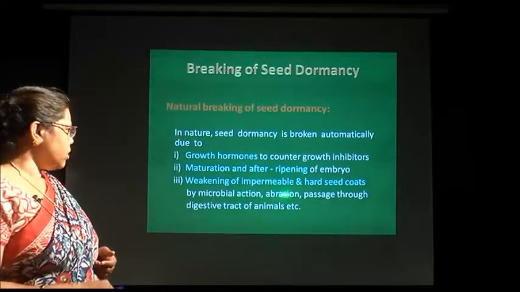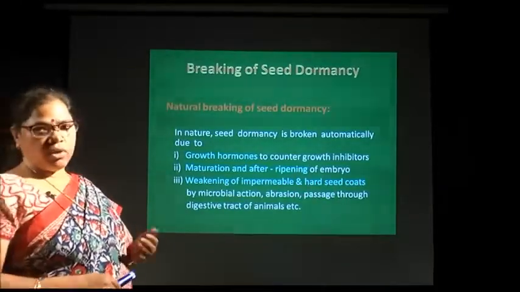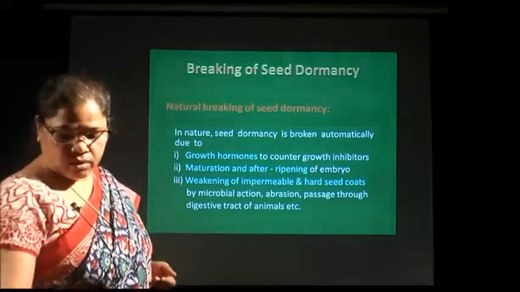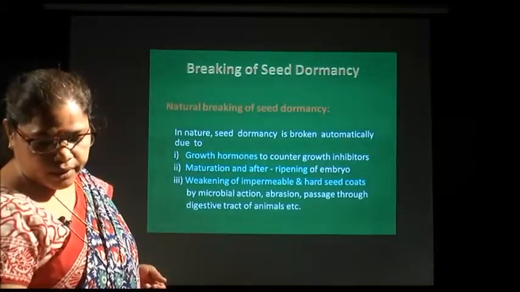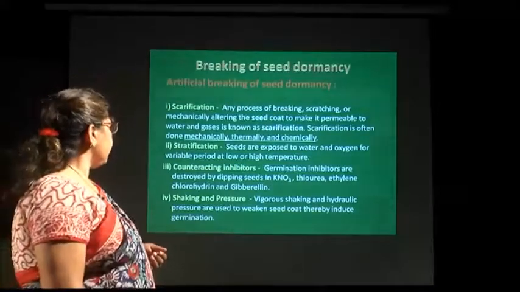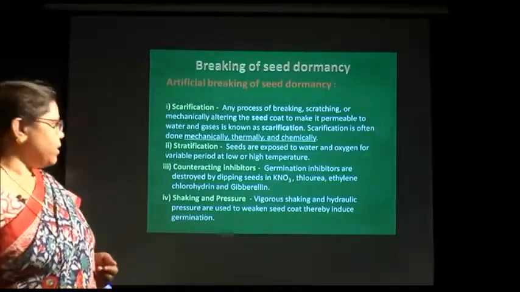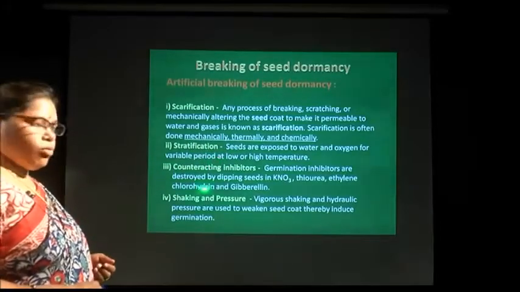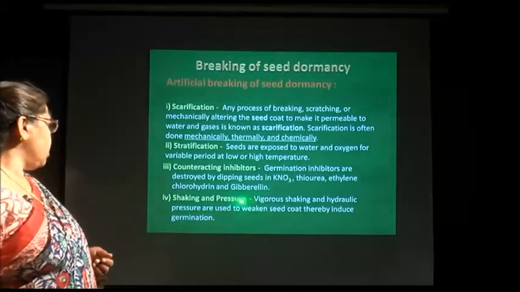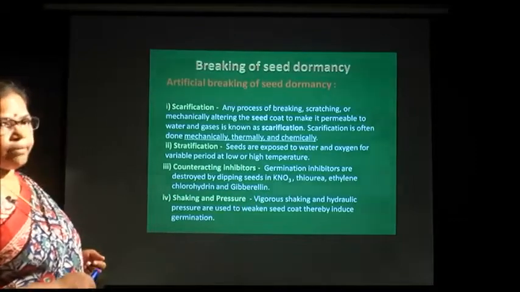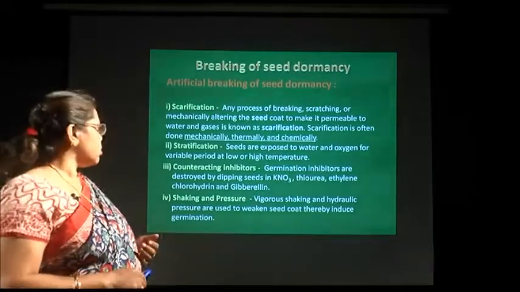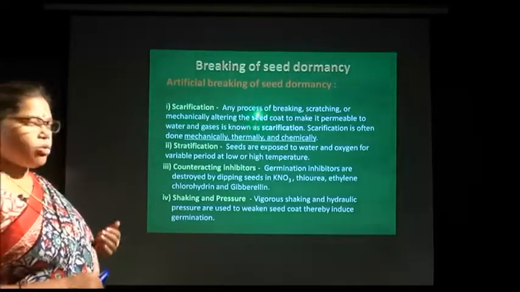Due to all these, the hard seed coat becomes soft or permeable, so that germination can take place or the dormancy can be removed. Then the artificial methods of breaking dormancy are scarification, stratification and counteracting inhibitors, and also shaking and pressure. What is scarification? It is any process of breaking or scratching or mechanically altering the seed coat.